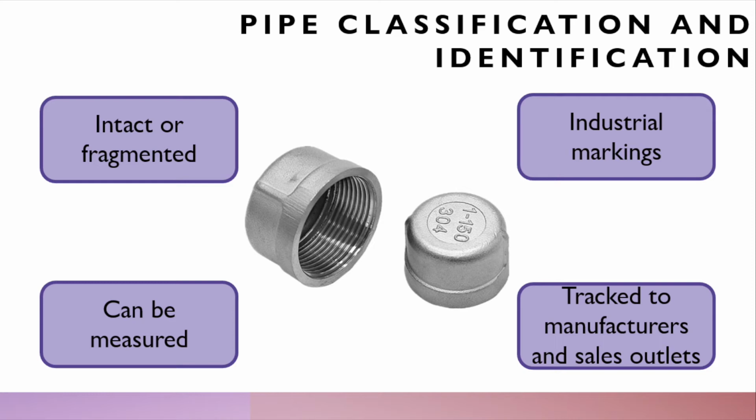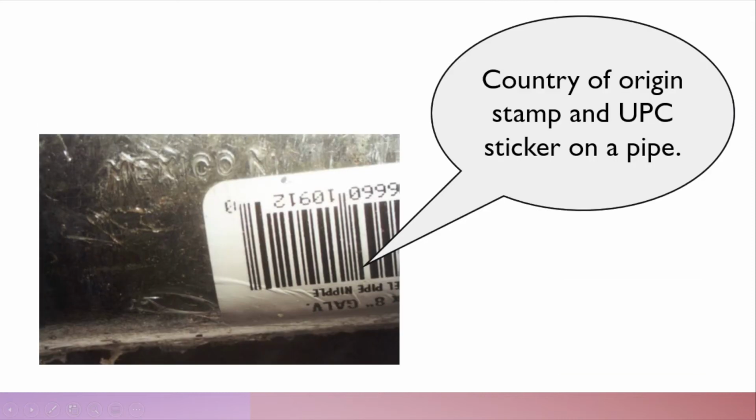We can measure the diameter of the pipes, the wall thickness, and also the thread pitch, because all of this is consistent for a specific nominal diameter pipe. Other than that, we can also examine the industrial markings and also track the manufacturer and sale outlets. So basically, from all the information we get from the classification and identification, we can track down where the pipe came from. For this slide, it's just a picture that shows an example of a pipe with its country of origin stamp and also UPC sticker.